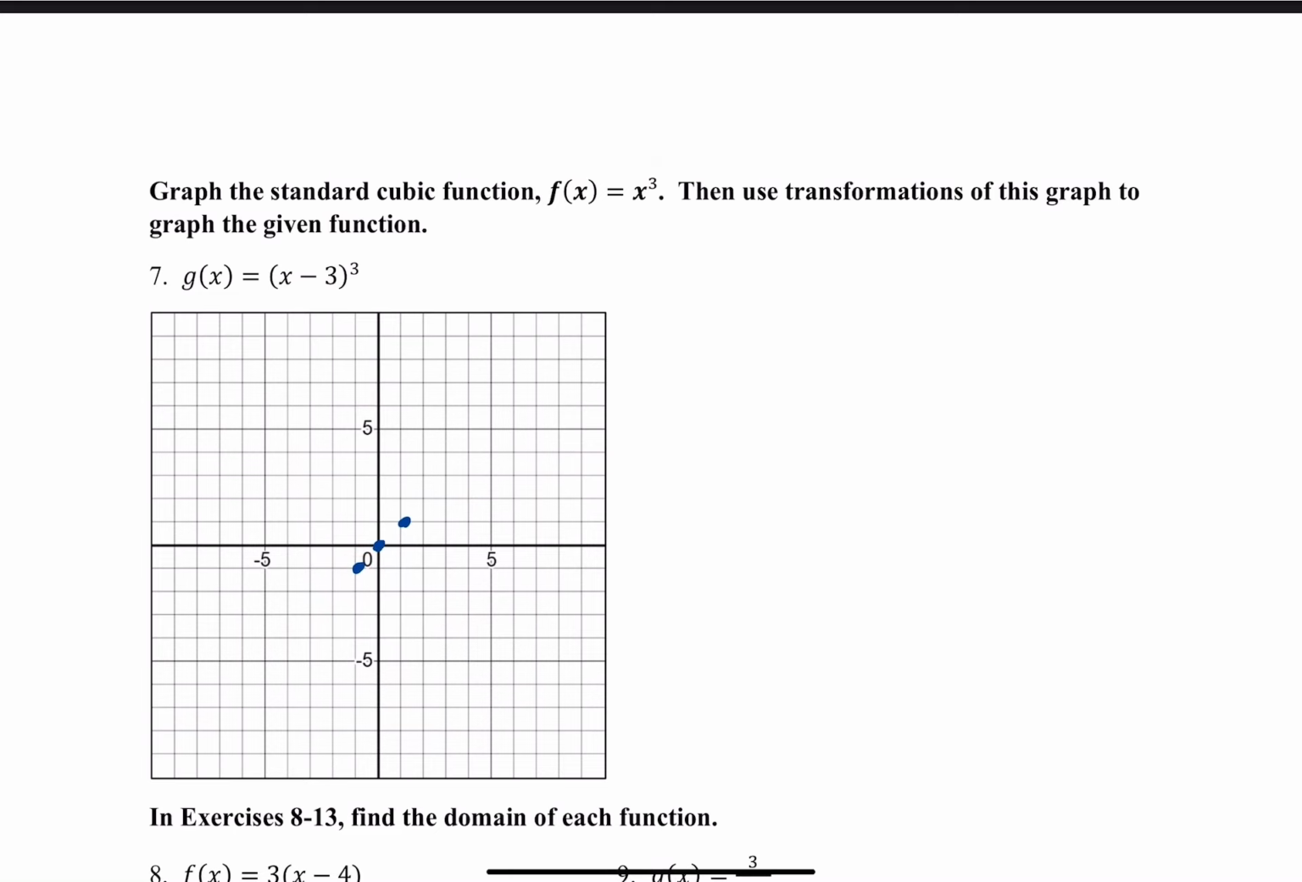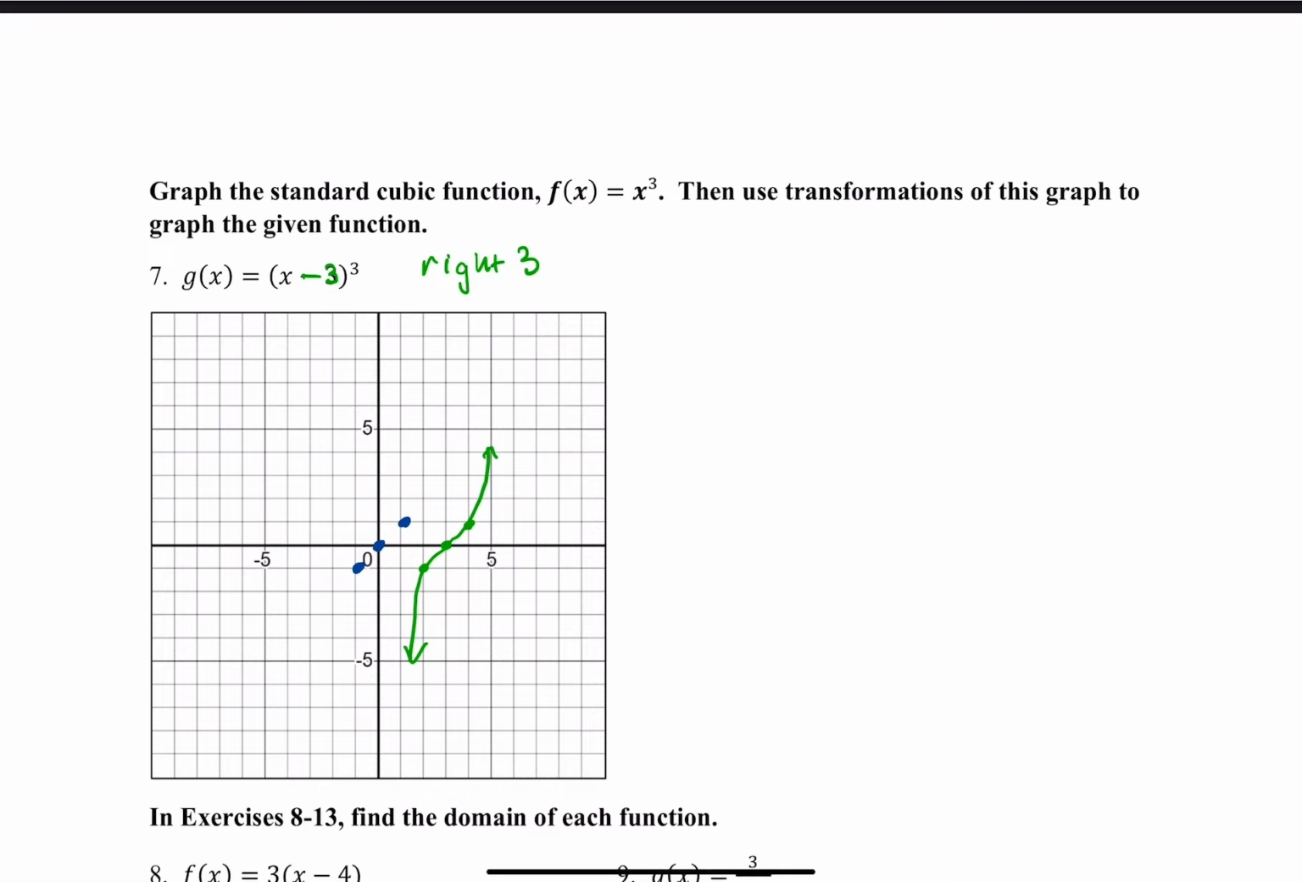So the only transformation we have here is this -3 that is inside. So that -3 is inside, so it's going to be horizontal. It's subtraction, so it's going to be a shift, and it's going to move it simply to the right 3. So we'll go ahead and put those 3 points right there, and you could go ahead and sketch in the shape of the cubic function, which is the one that falls to the left and rises to the right. More on that in chapter 3.